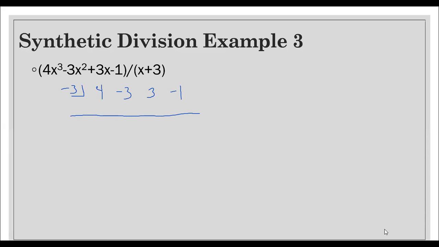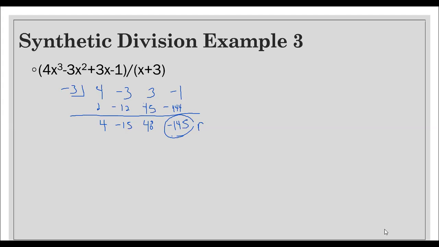So again here, we're going to drop down our 4. 4 times negative 3 is negative 12. Negative 3 plus negative 12 is negative 15. Negative 15 times negative 3 is 45. 45 plus 3 is 48. Negative 3 times 48 is negative 144. So here we do have this negative 145. This last number here, this is our remainder.